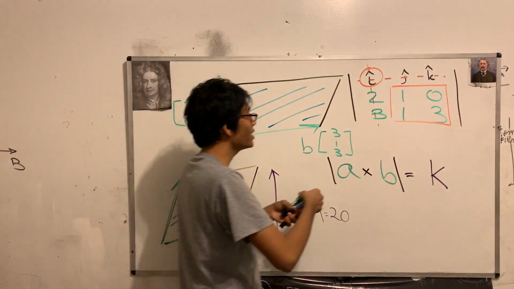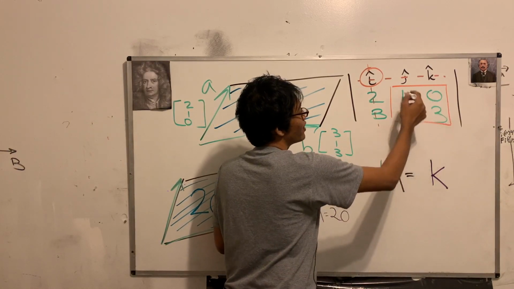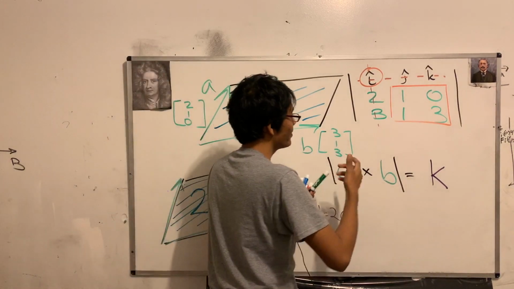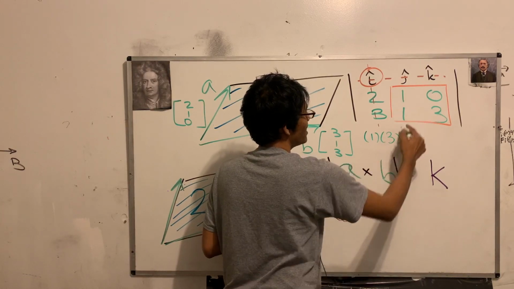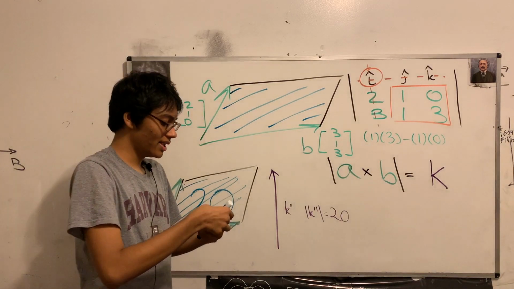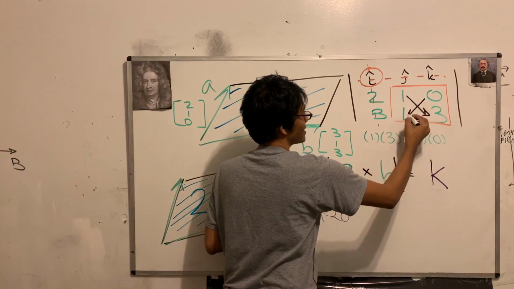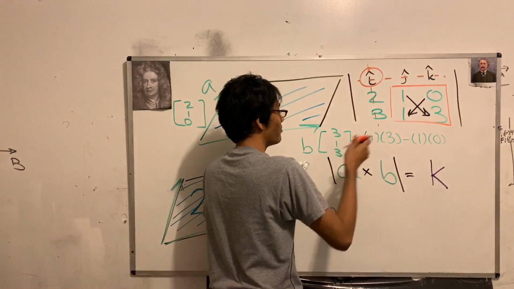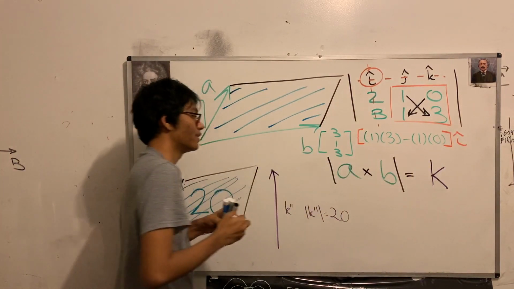All I'm really asking is, another way to phrase my question is, what is the difference of the product of the diagonals of this matrix? To make that even simpler, what is 1 times 3 minus 1 times 0? All we're really asking is, what is this diagonal, 1 times 3, minus this diagonal, 1 times 0? And we're going to multiply all of that by i hat.